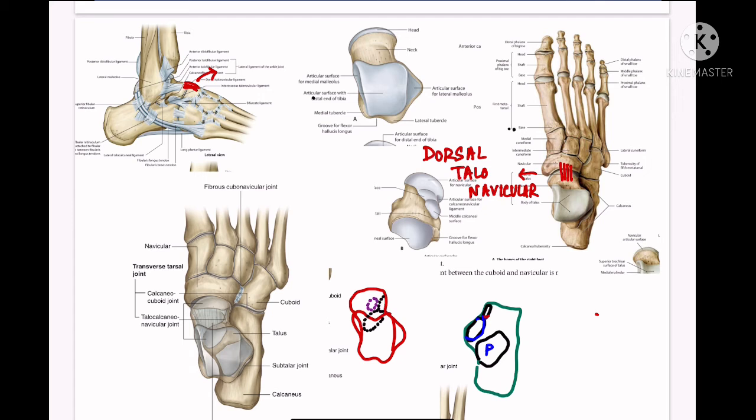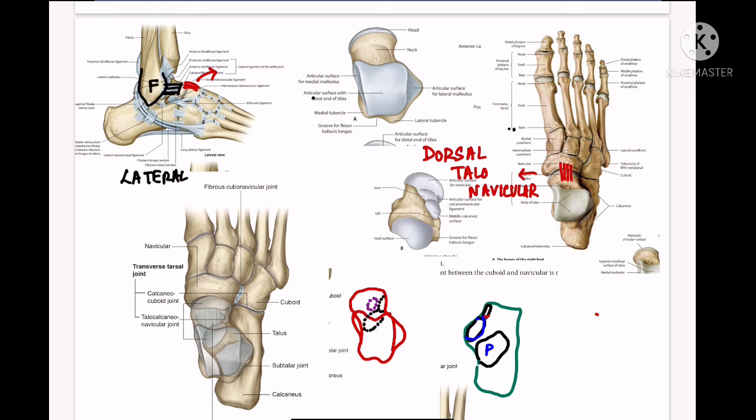The lateral surface of the neck provides attachment to the anterior talofibular ligament. Now if we see the lateral view of the foot, this is the lateral view. So the lateral surface of the neck presents attachment to the anterior talofibular. This is the lower end of the fibula, which is expanded to form the lateral malleolus. From the anterior end of the lateral malleolus to the neck of the talus, there is a ligament that is called the anterior talofibular ligament.